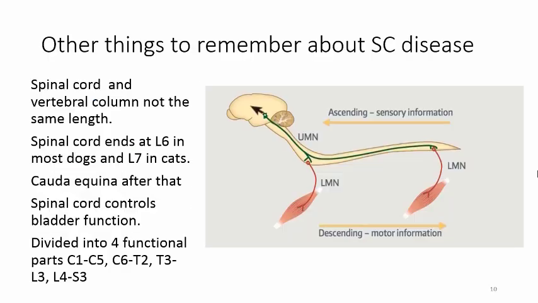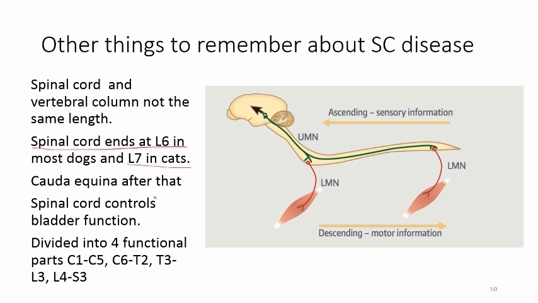So here's a few other things to remember about spinal cord disease. The spinal cord and the vertebral column are not the same length. We need to remember that the spinal cord ends at L6 in most dogs and L7 in cats. So if you are doing a caudal epidural in a cat, or in a dog, then you are past the end of the spinal cord. You don't need to be worried about that. You do have to deal with the cauda equina.